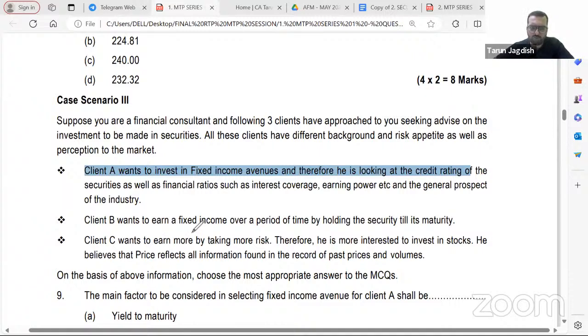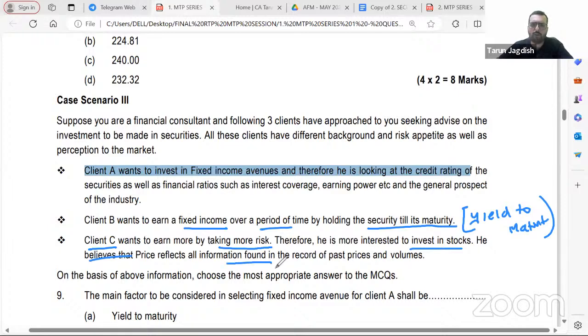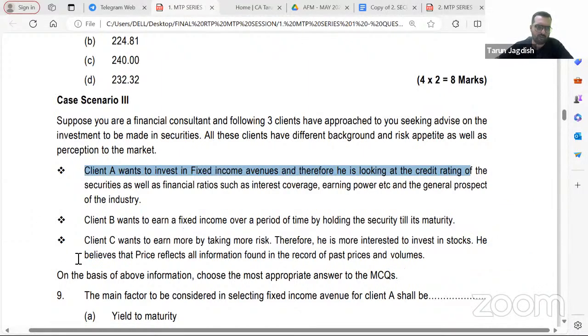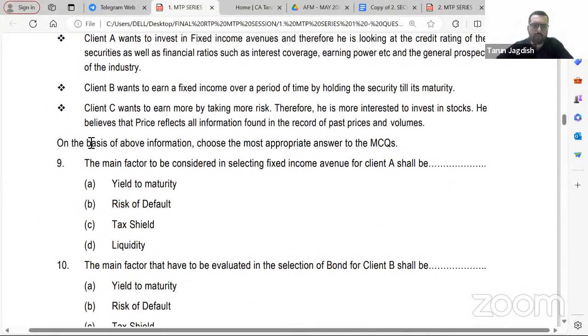Okay. Now let us check the second one. Client B wants fixed income over a period of time by holding the security till its maturity. So here we focus on yield to maturity. Client C wants to take more risk. He is interested to invest in stocks. He believes that the price reflects all the information about the price. So he is a person who likes to take risk. Okay. Now, so considering these 3 things, on the basis of the above, choose the most appropriate answer.